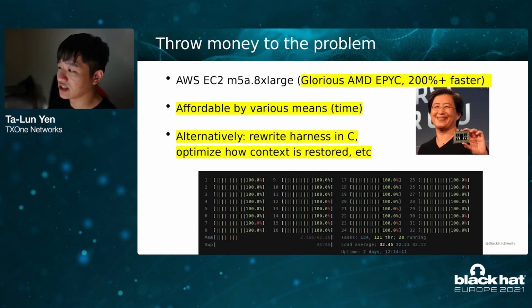However, we came up with an idea to solve the problem, which is we shamelessly throw money at the problem. We found out that by using AMD machines on Amazon Cloud, it somehow runs like 2 times faster than Intel machines. This is the biggest one that one can use on Amazon Cloud without requesting capacity increases. And we think it's affordable by various means, especially time, because we don't have to rewrite the harness in C and optimize afl-unicorn on how context is restored. But be wary of some gimmicks with Clang on AMD servers, because it has something to do with speculative execution, and some instructions will be compiled into embedded ones.